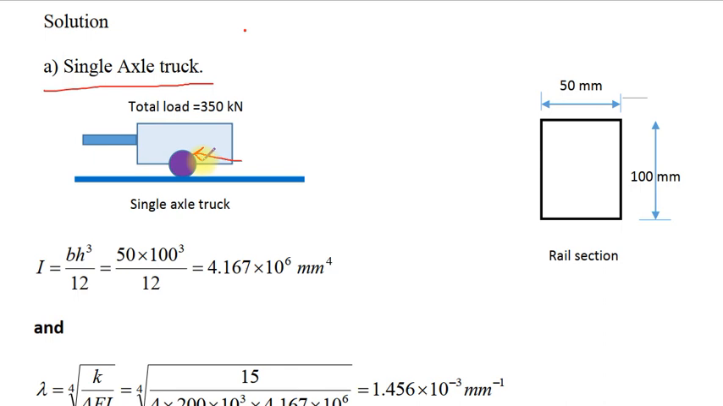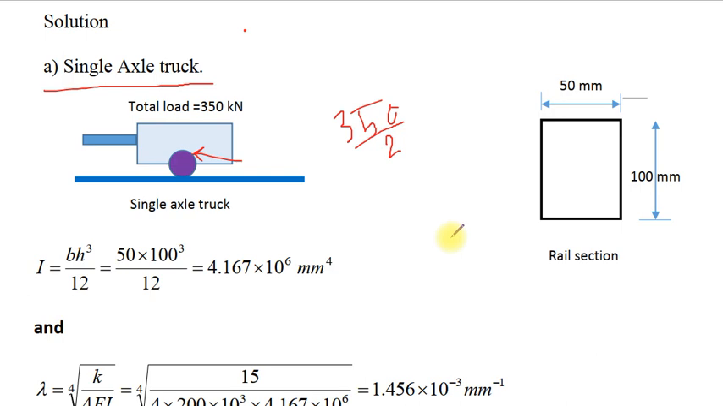axle and two wheels. Therefore, if we want to know the force on each rail, we have to divide 350 over 2. Weight on the wheel will be equal to 350 over 2. This is the load on every rail.